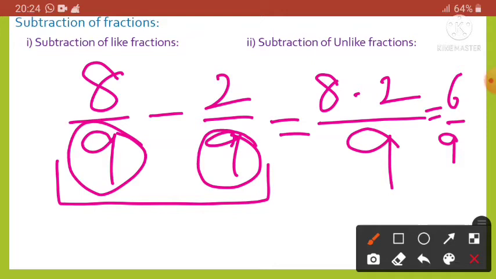For the subtraction of unlike fractions, the rules are the same as addition, but here we have to do the subtraction. In subtraction of unlike fractions, at first we have to make the unlike fractions into like fractions. Then we simply subtract the numerators.